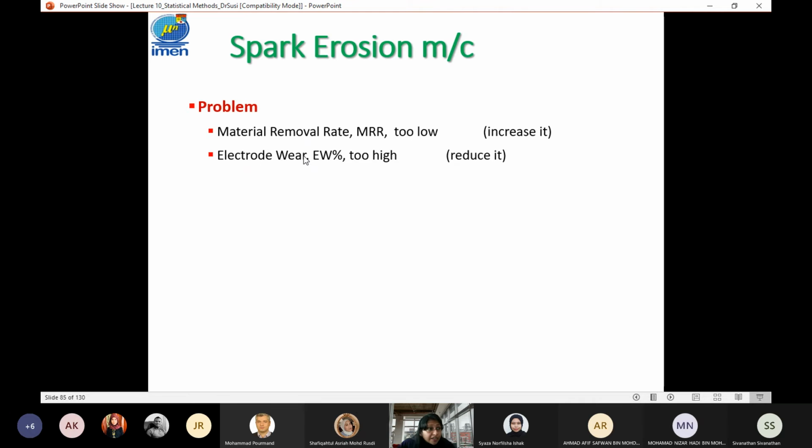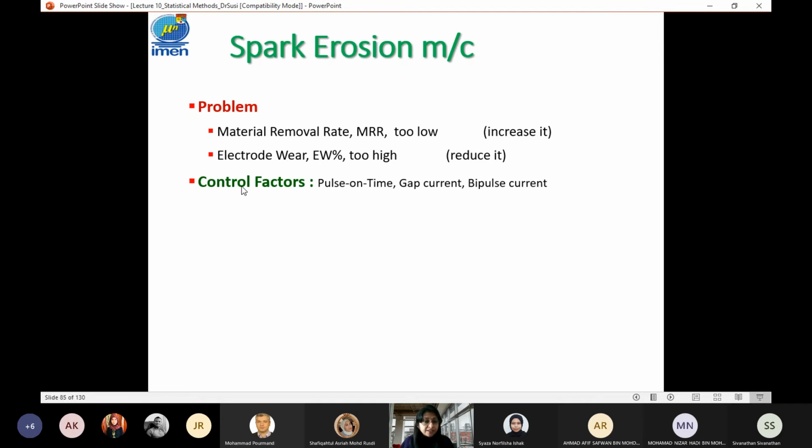And the electrode, the drill, you do not want it to reduce, you do not want it to wear out quickly, the percentage, yeah. So it's too high. These are the problems of the experiment. So the aim is to increase the material removal rate and also to reduce the electrode wear. So you have two output parameters.